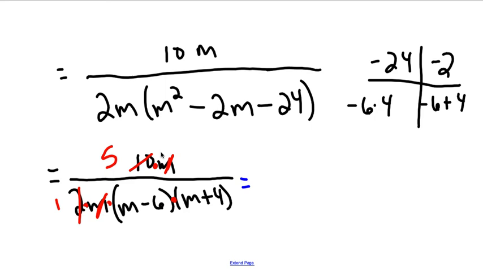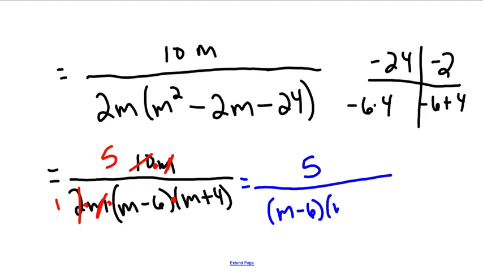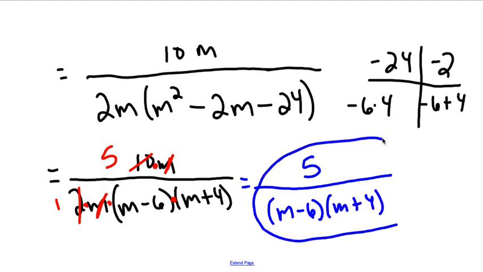So we'll leave those the way that they are, but I did want to show you that it does factor further. And that's what we want to do first, is factor completely. So our denominator, the numerator, we were just left with 5. The denominator, 2 and m, were both gone. So we're left with m minus 6, m plus 4. Final answer, and we are done.